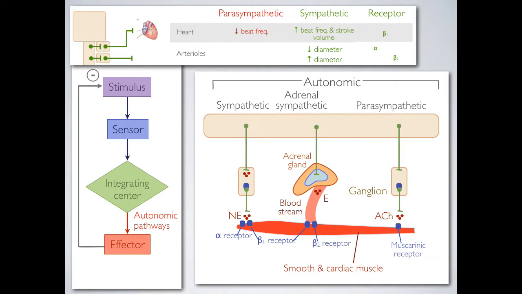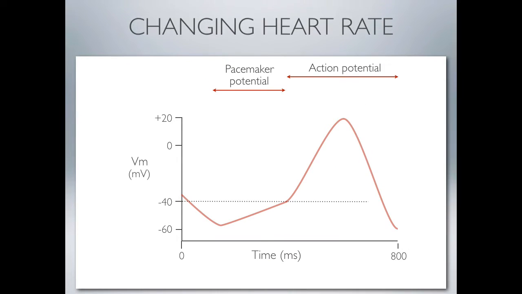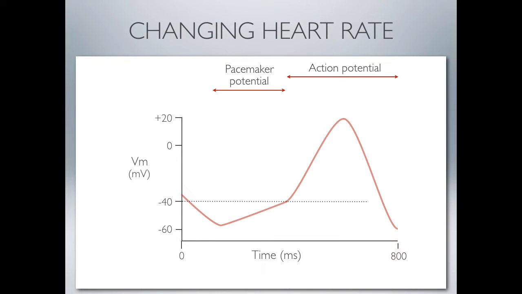So we're getting these inputs through autonomic pathways. We have those three candidates, sympathetic, adrenal sympathetic, and parasympathetic, acting in those regions of the cardiovascular system. So let's talk first about the heart, and in particular the autorhythmic cells. Heart rate is driven by those autorhythmic cells in the SA node and the AV node. And we outlined this previously.